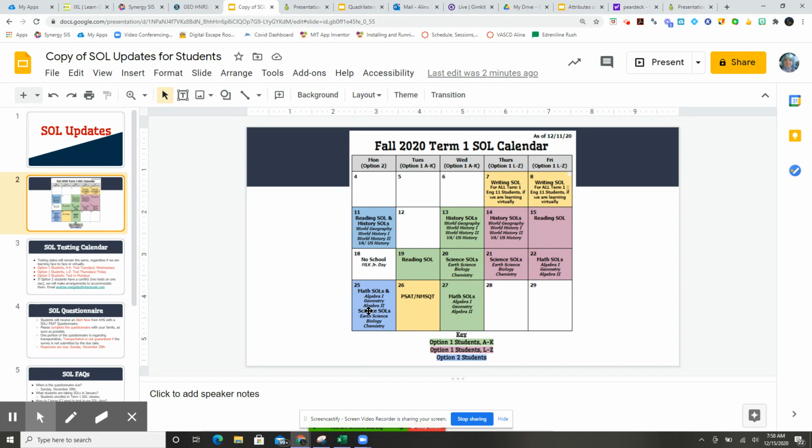There will be bus transportation to bring you to school, but you have to fill out that questionnaire and let the school know that you need transportation. If that questionnaire is not filled out by Sunday, then there's not going to be guaranteed transportation.